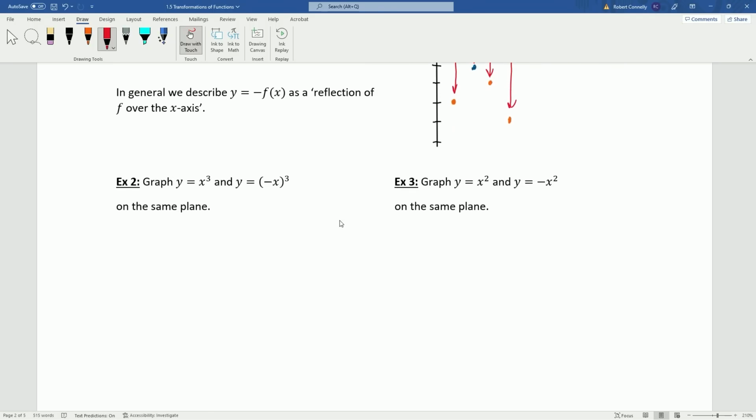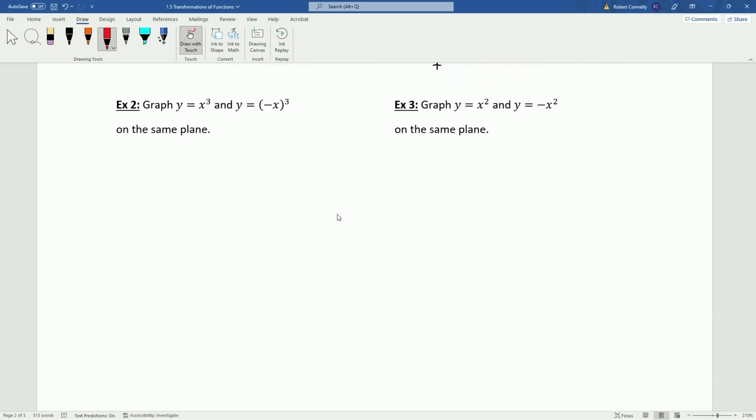Okay, so let's take a look at a couple quick examples of this. First one here, graph y equals x cubed, and y equals (-x) cubed on the same plane. So in blue, we'll draw y equals x cubed. Looks roughly like this.